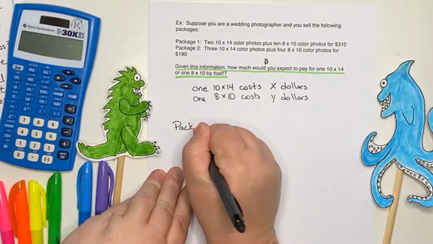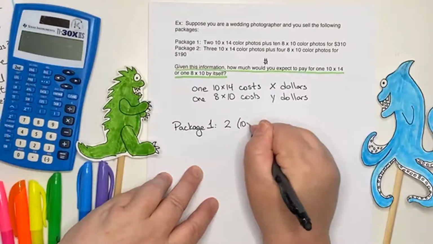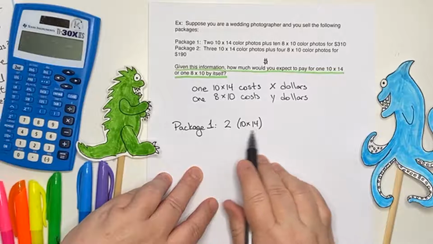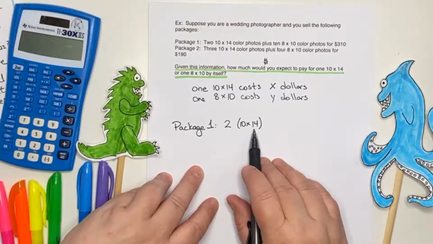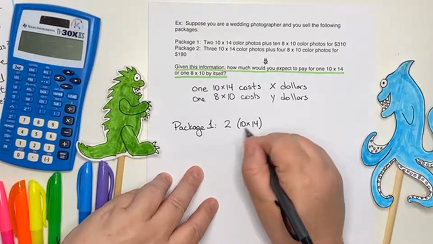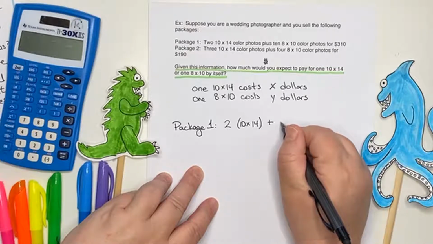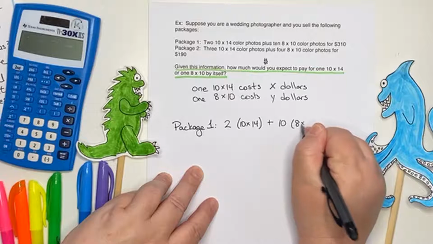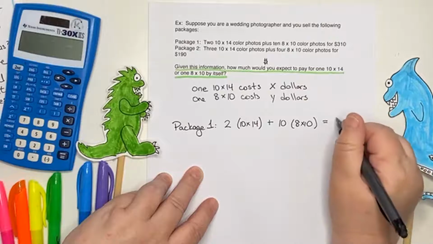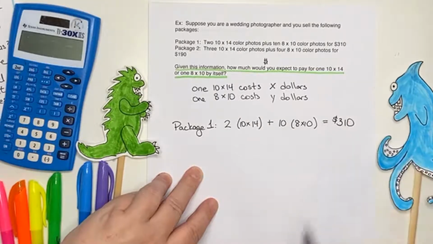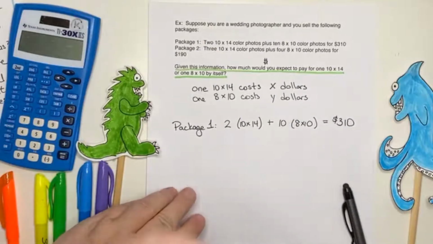And I'm going to write package 1 has 2 (10x14). I'm putting them in parentheses so that my brain doesn't see them as numbers, because these are not numbers. This is a type of photo. Okay. 2 10x14 color photos plus 10 8x10 photos costs $310. Notice that for the first package, and here, I'm going to do this one in pink.